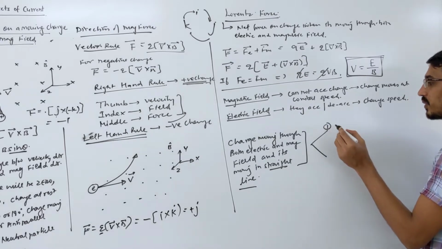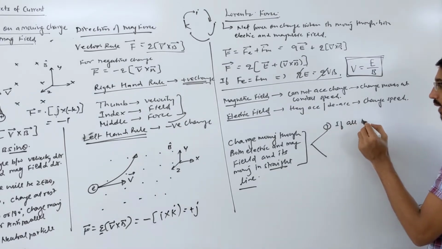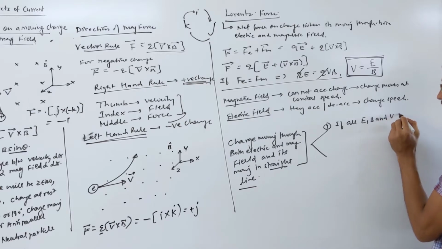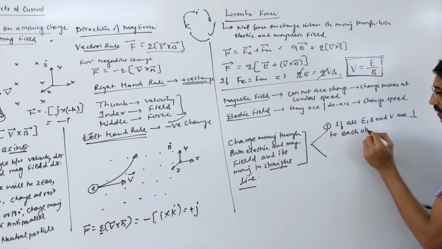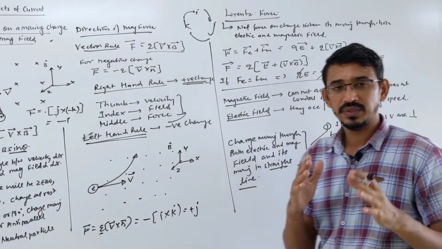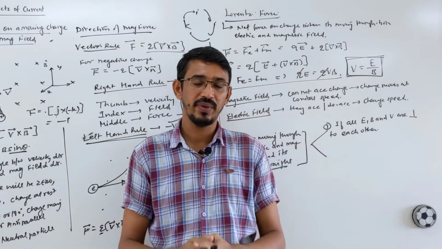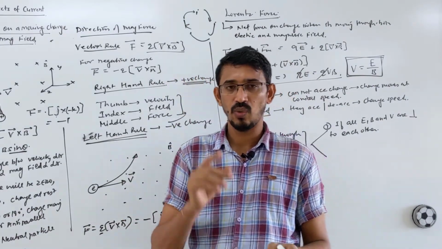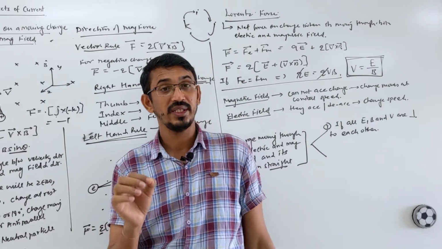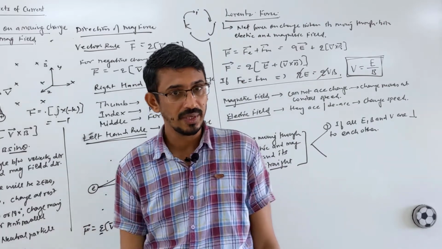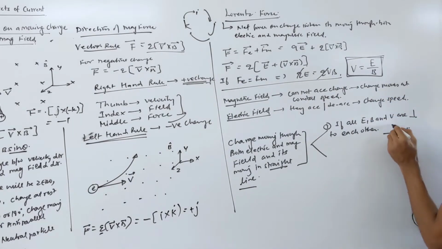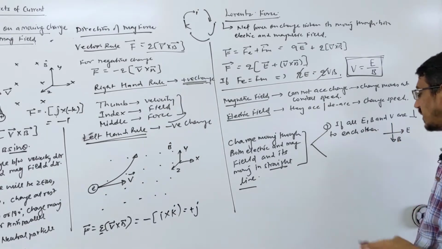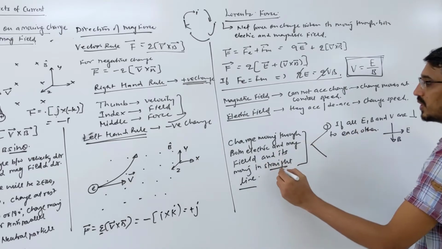What is possibility number 1? If the electric field, magnetic field and the velocity of that charged particle all are perpendicular to each other, in that condition the charge will move in a straight line. Suppose the electric field is in the x direction, the magnetic field in the y direction, and the charge is moving again perpendicular to them, in the z direction, then what will happen? It moves in a straight line.